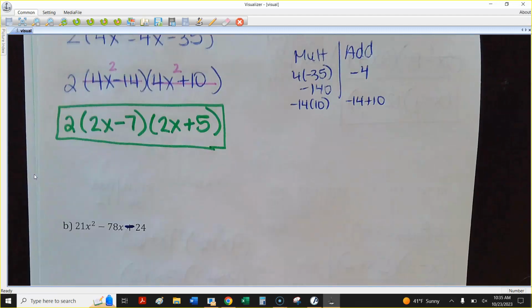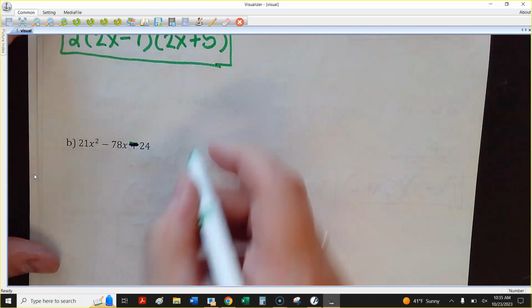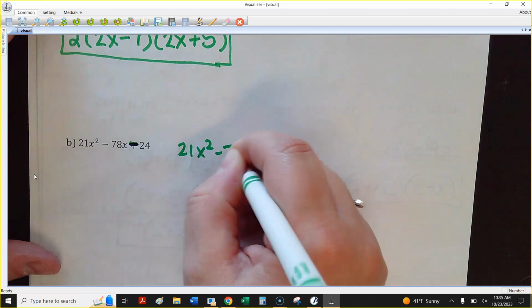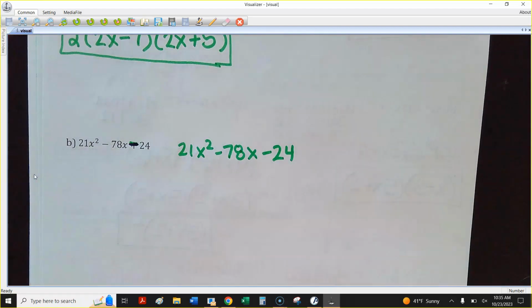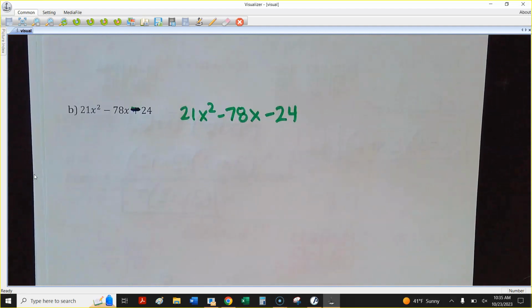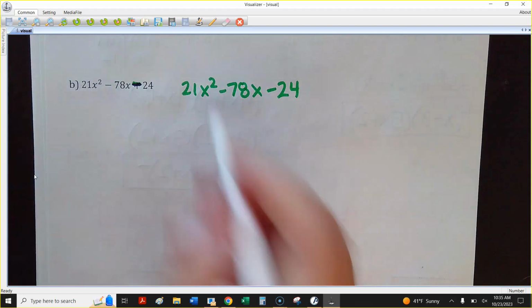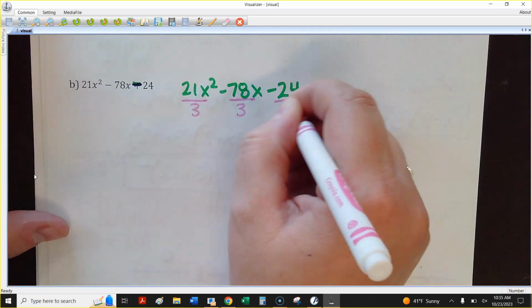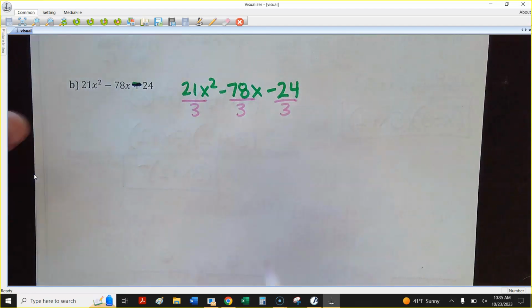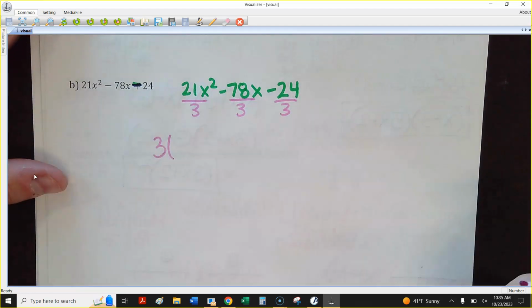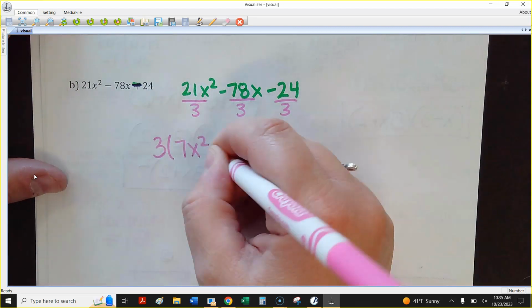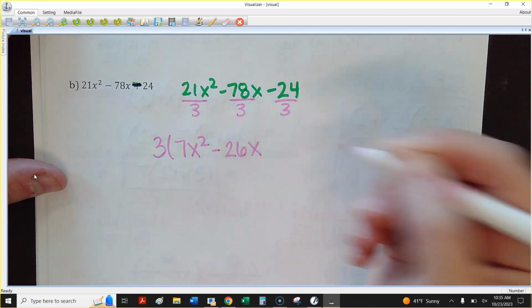All right, I got one more, and you guys all changed this so it was a minus, right? Otherwise it doesn't work. I'm going to rewrite it on my paper here real quick, minus 24. Now, these numbers are kind of huge. Does anybody know what those three terms all have in common? There is a greatest common factor within 3. If this was an equation, we would just dispose of this, but we don't have an equation, so we have to use it. I'm going to pull a 3 out in front. So left over, I'd have 7x squared minus 26x.